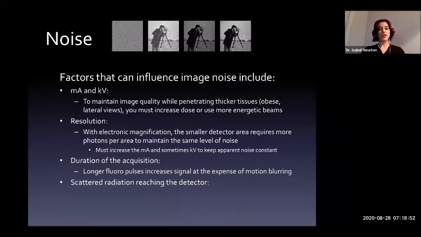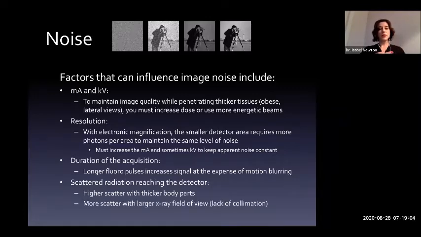So the scattered radiation that you don't absorb, that bounces off of you or anything else, can reach the detector and degrade the image. As I mentioned, thicker body parts or more obese patients will produce higher scatter. And also, the larger your field of view, so a lack of collimation, this idea of shrinking the field of view to only include the field of interest, can cause more scatter as well.